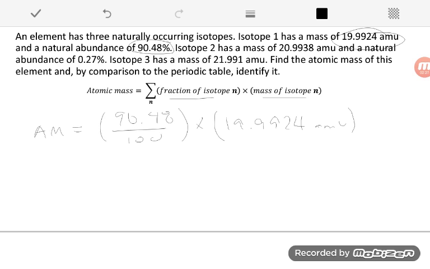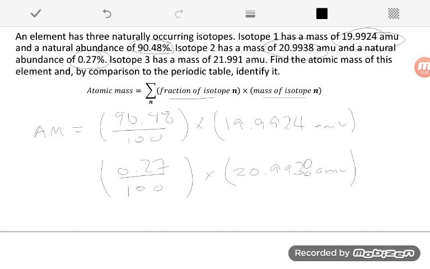Now I'm going to do the same thing for isotope 2. So for isotope 2, his abundance is 0.27%, so I just put that over 100, and then I multiply it times his mass, which for isotope 2 is 20.9938 AMU.